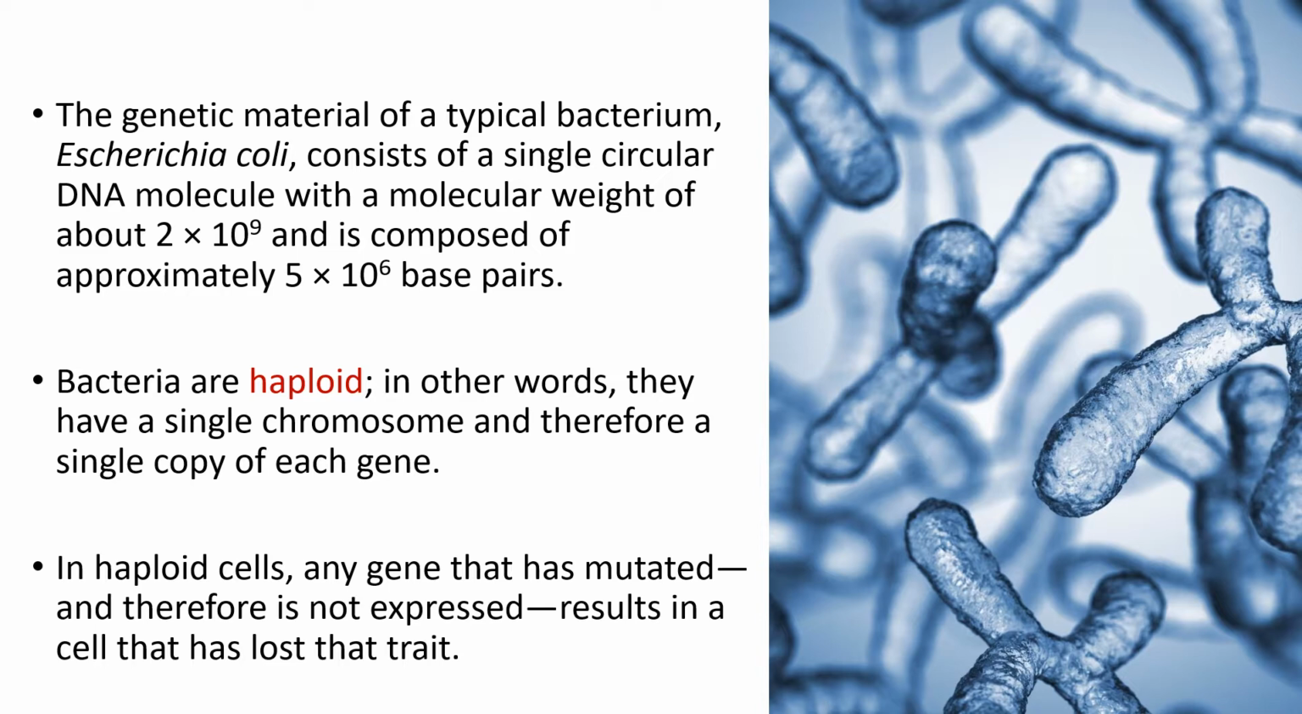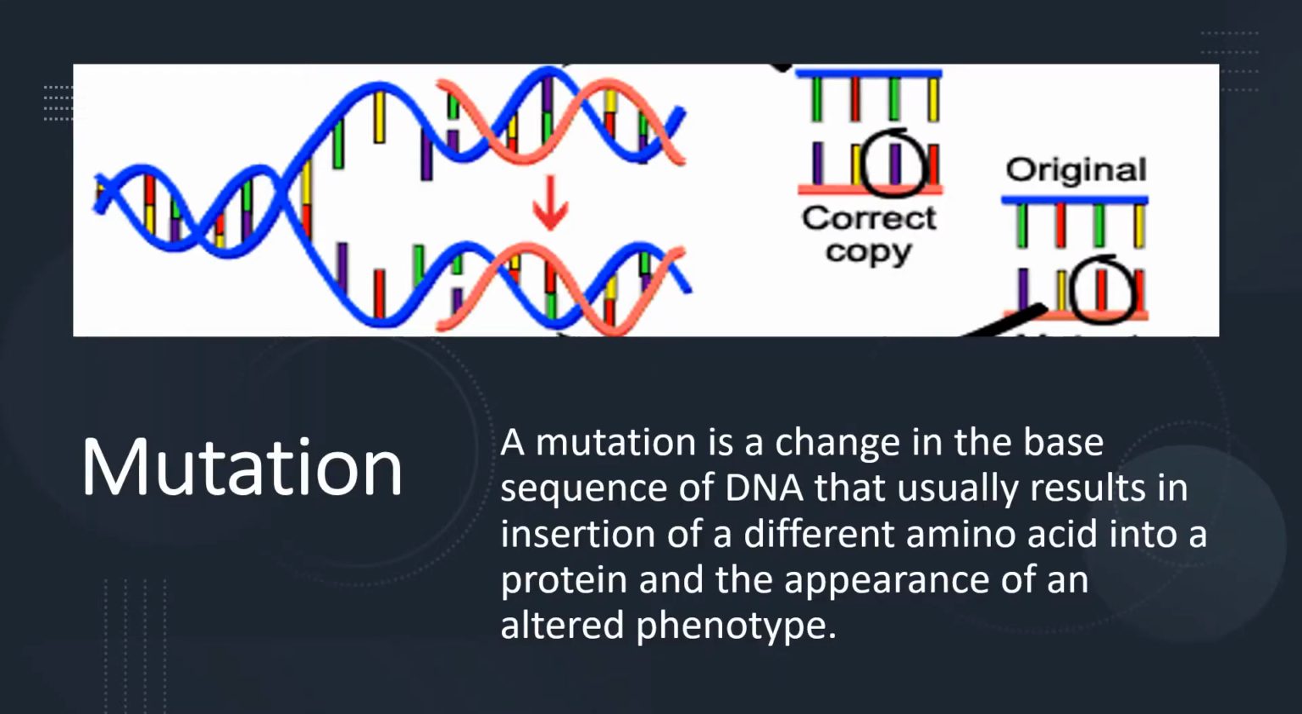In haploid cells, any gene that has mutated and therefore is not expressed results in a cell that has lost that trait. What is mutation? A mutation is a change in the base sequence of DNA that usually results in insertion of a different amino acid into a protein and the appearance of an altered phenotype.